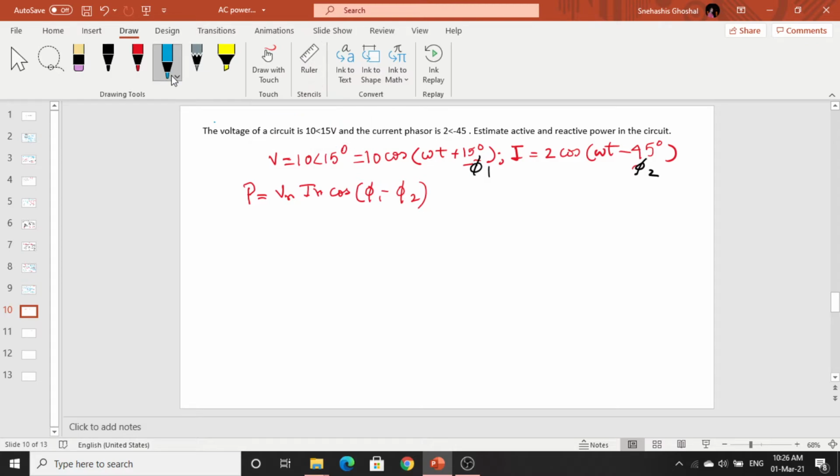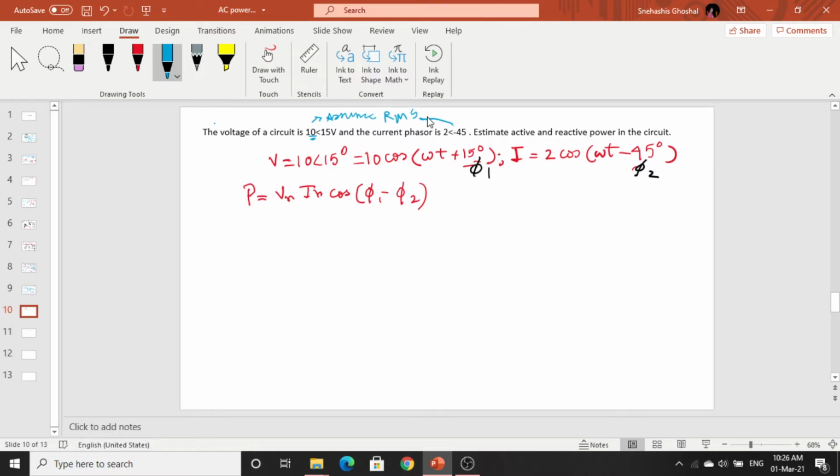So nothing is mentioned about this voltage, so we are assuming that it is RMS. Nothing is mentioned, that's why we are assuming them as RMS. If it was mentioned, then we would have obtained in a different way.